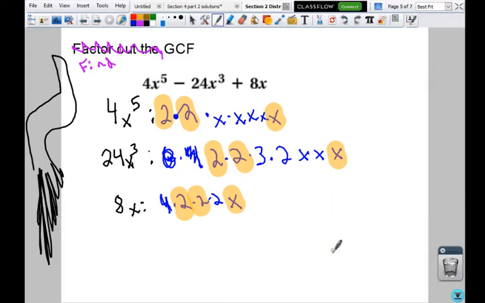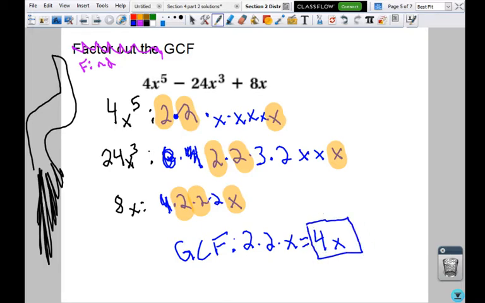Alright, so my greatest common factor, I'm just going to look at one of these, because the stuff I have highlighted is all exactly the same. So my greatest common factor is going to be 2 times 2 times x, which is really 4x. So my greatest common factor is 4x.